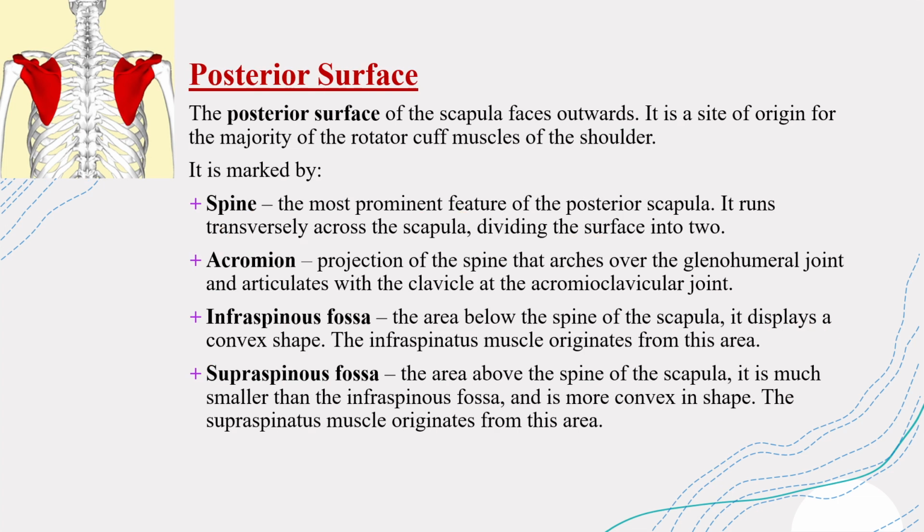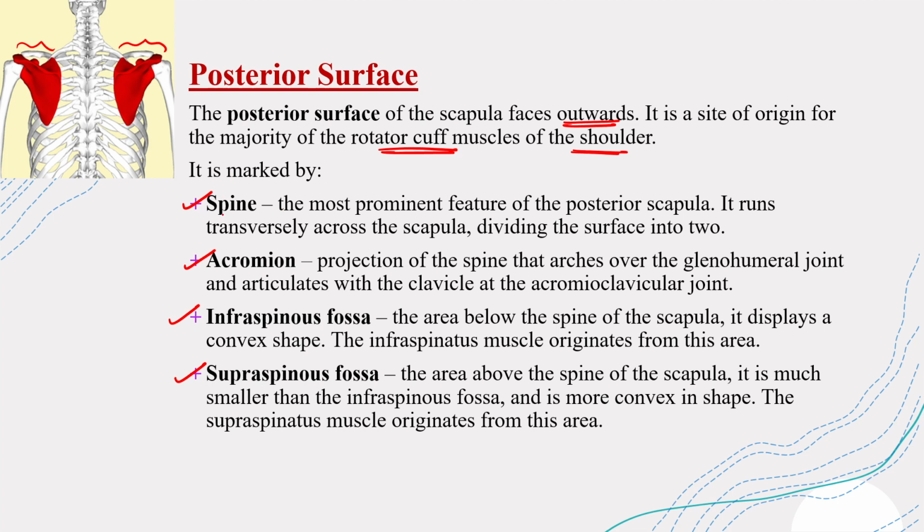Now talking about the posterior surface, this is your posterior surface. The posterior surface faces outwards. It is the site of origin of the majority of rotator cuff muscles, which facilitate the movement of your hand. So this is marked by a few things like spine, acromion, infraspinous fossa and supraspinous fossa.